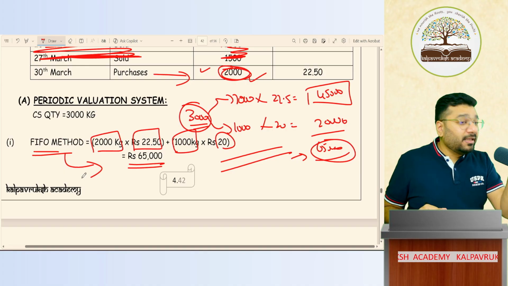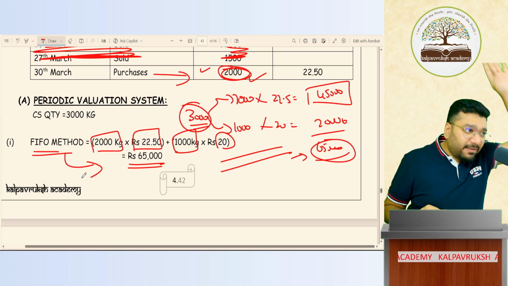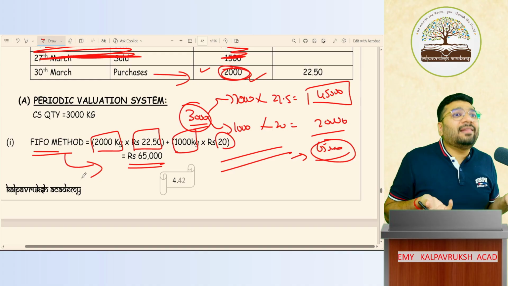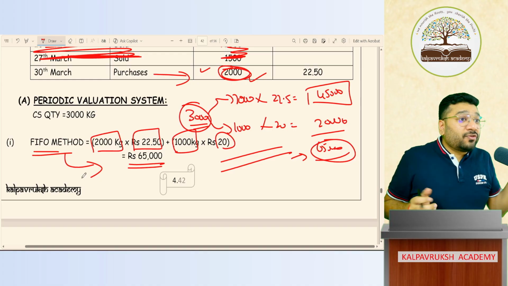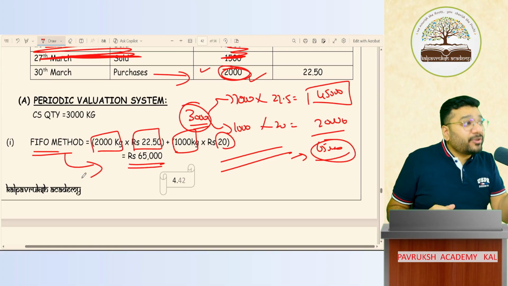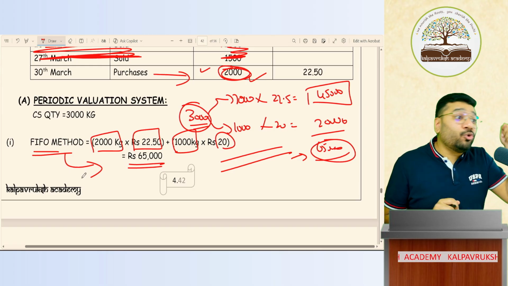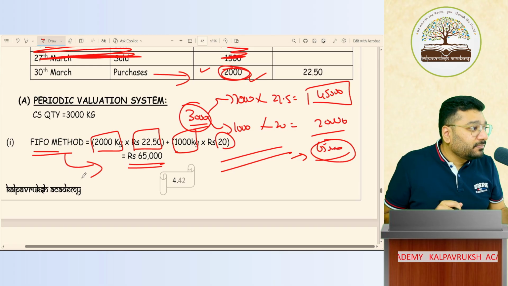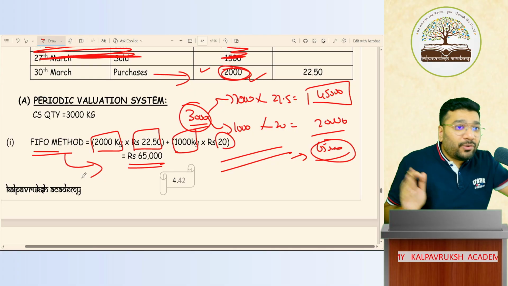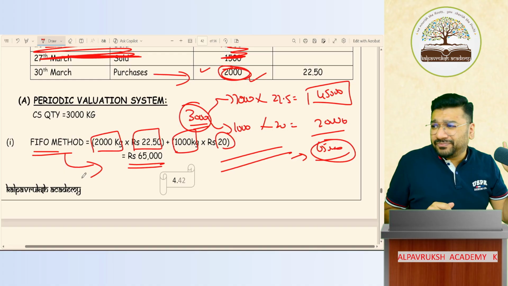First point. Second point, for FIFO, LIFO, WAM, they will always mention it, because if they don't tell that also, how will we do it? So FIFO, LIFO, WAM, you cannot assume; the question has to instruct. Understood? But periodic or perpetual information may not be given. You have to identify that. If given, okay. If not given, you have to identify. Got it, not got it?